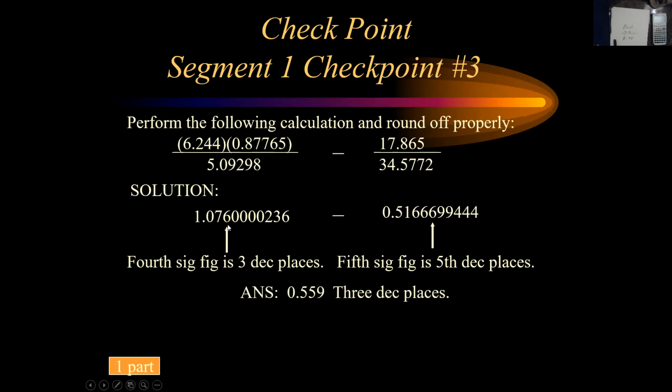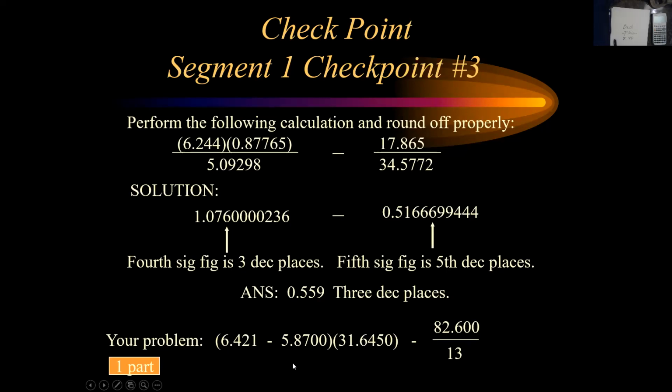Do not round off this number to 1.076 and do not round off this number to 0.51667 and then subtract those 2 numbers. Take this whole number with all of its digits and subtract this whole number with all of its digits. Round off the answer to 3 decimal places. And that in this case would be 3 significant figures as well. Okay, you've got a problem like this for the checkpoint, and that would be all we'll do for today.